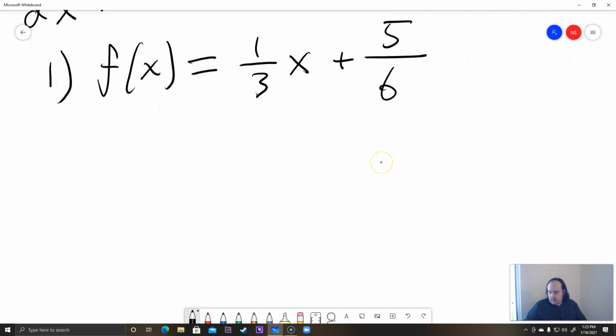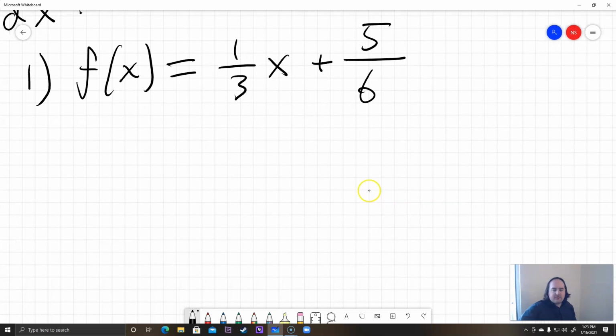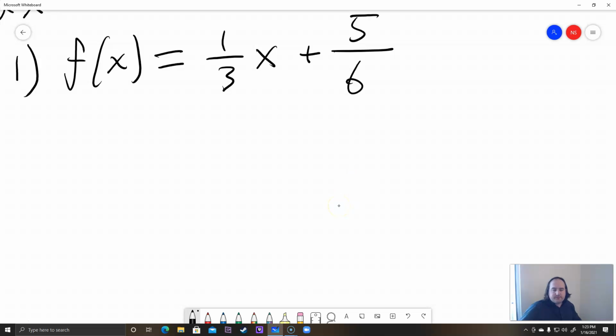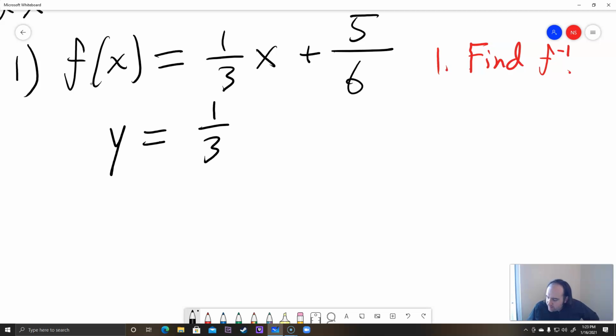Okay, so let's start with finding f inverse. So make sure you've watched my other video on how to find inverses before you watch this one, because we're going to be using that information here. So first step is find f inverse. So to do that, remember you replace f of x with y. So we have y equals 1/3 x plus 5/6.